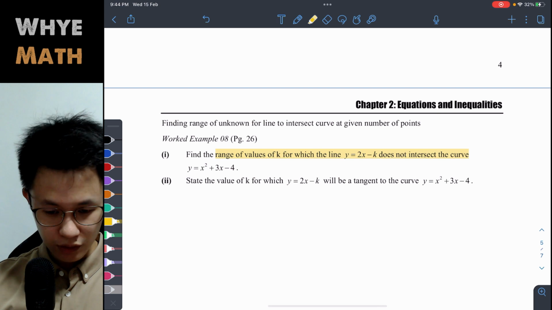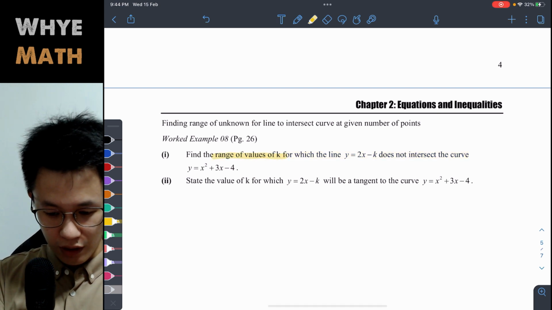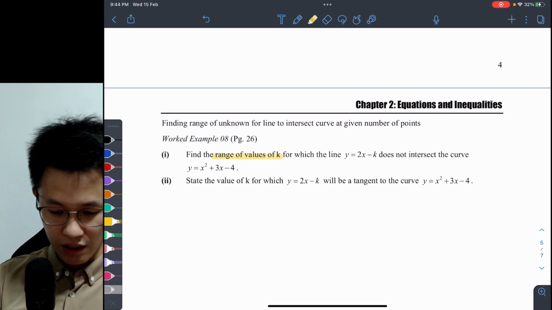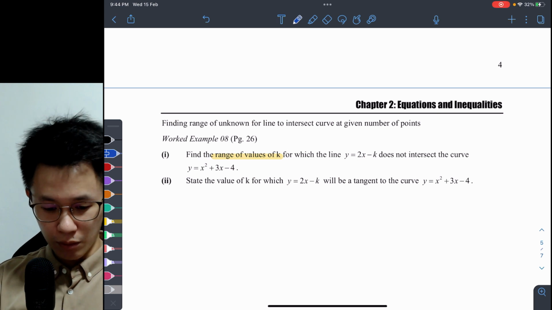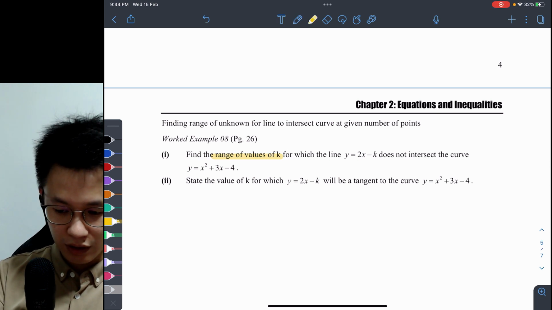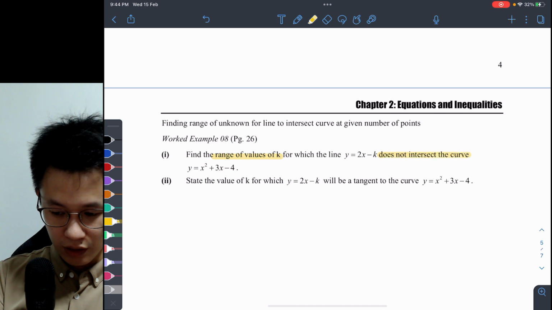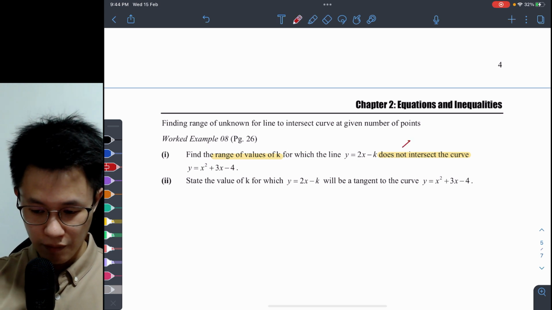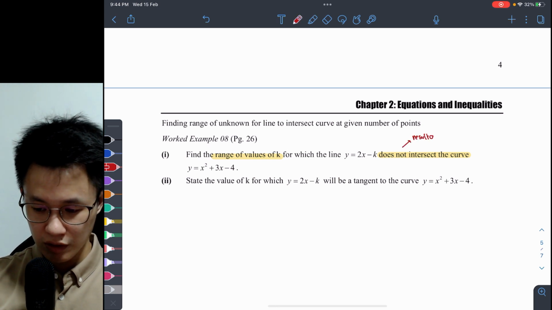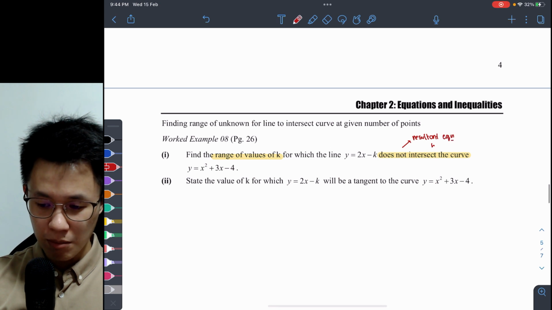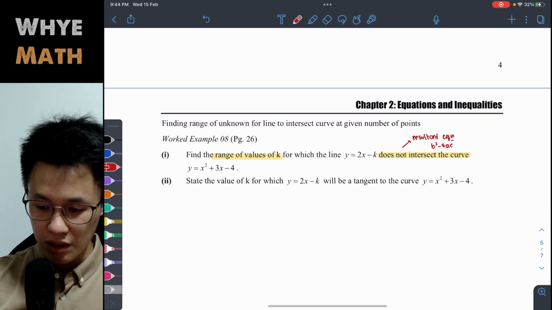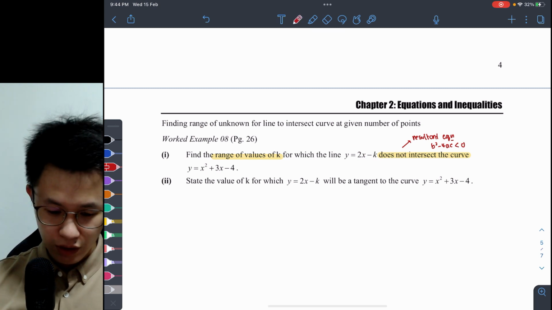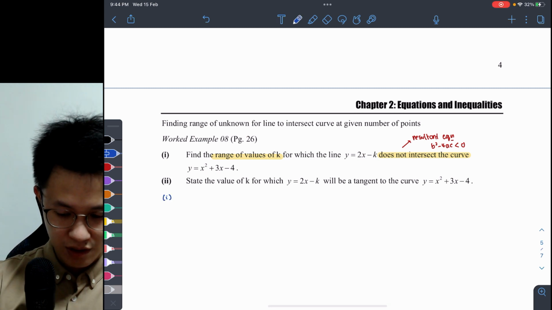k. Range of values of k, for which the line does not intersect the curve y equals x squared plus 3x minus 4. So we know that when a line does not intersect a curve, the resultant equation, I say again, the resultant equation, b squared minus 4ac would be less than 0. So your first step is in fact to find the resultant equation.